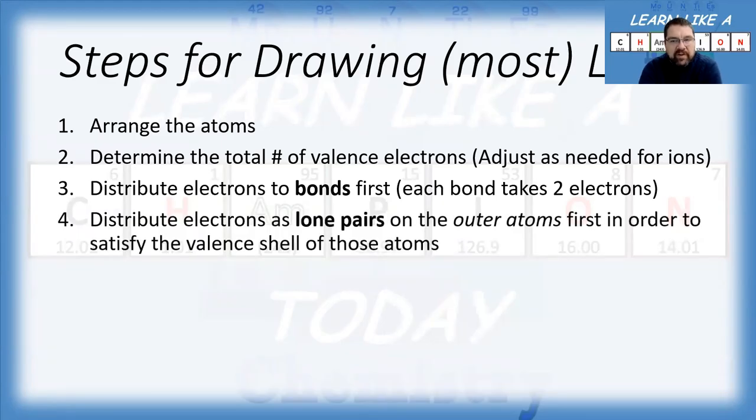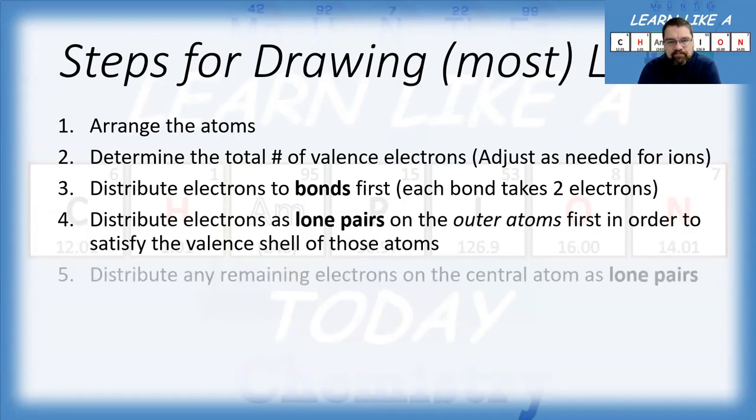Then we distribute electrons as lone pairs, starting from the outside and working your way inward. So you start with the outer atoms first in order to satisfy the valence shells of those atoms. Now, unless it's hydrogen, your outer atoms are going to need 8 electrons. Hydrogen can't hold 8 valence electrons, so the bonding electrons, those 2 electrons, are enough to satisfy it. But any other element other than hydrogen is going to require the 8 electrons.